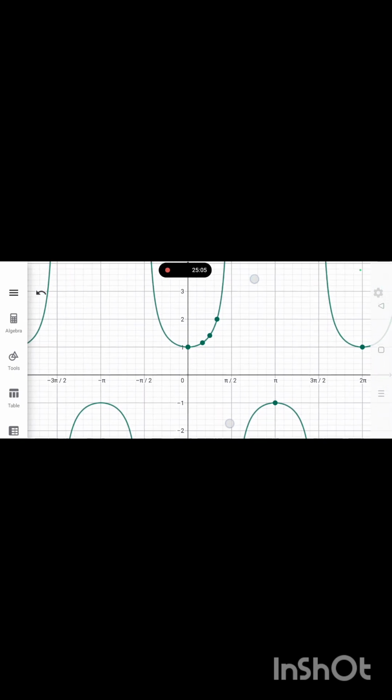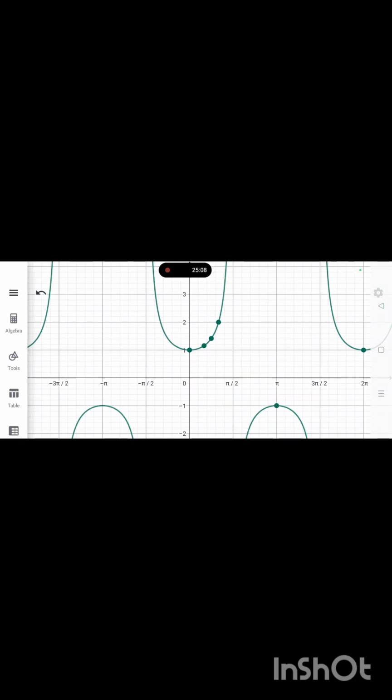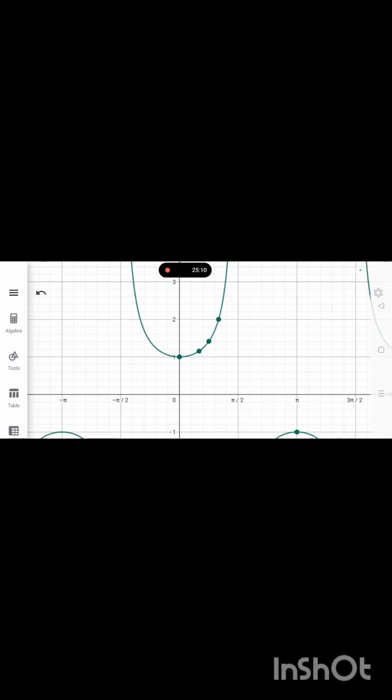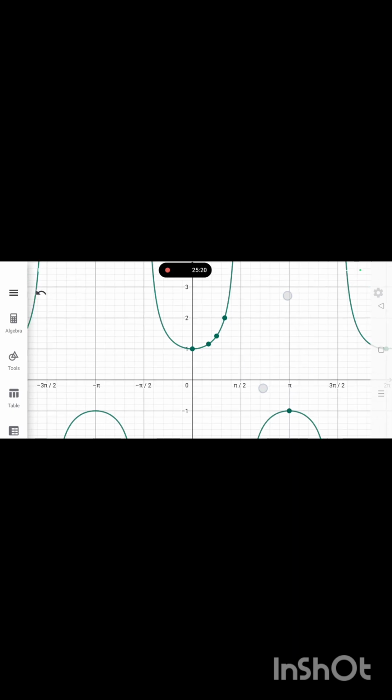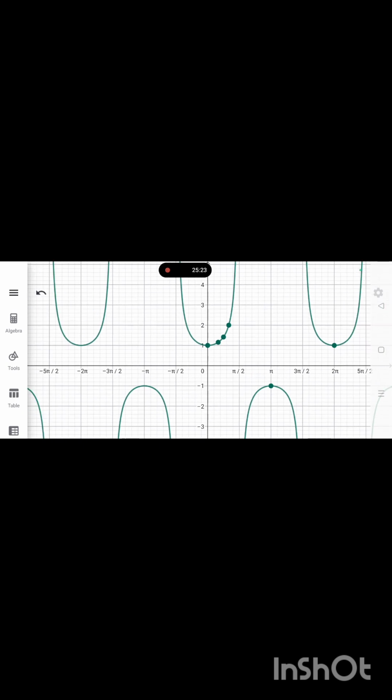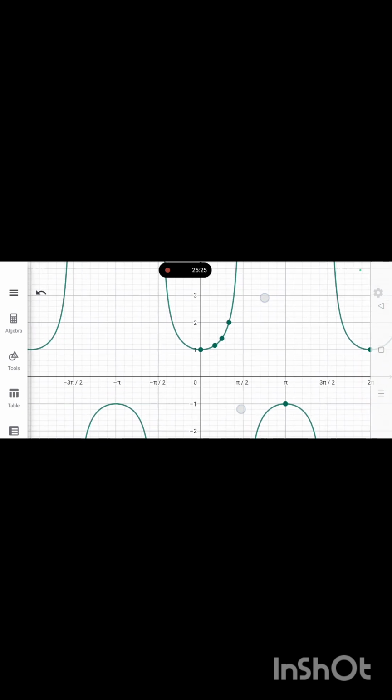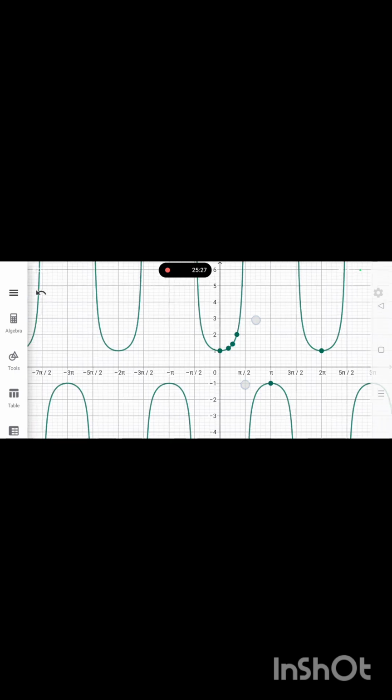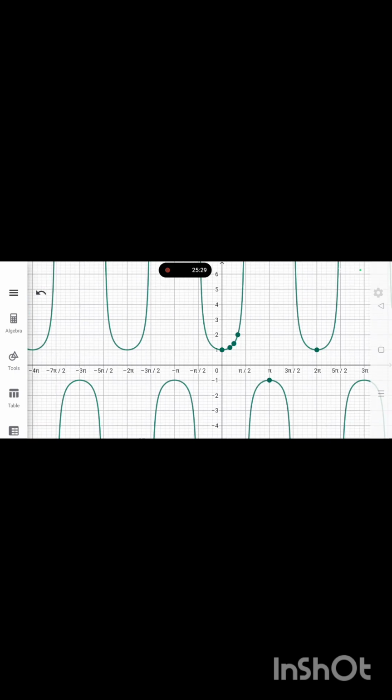See here, see this, secant 0. Secant 0 is 1. So the wave is starting from 1. Next it will gradually increase, but it will not touch pi by 2 because input cannot be the odd multiples of pi by 2. The wave is absent at pi by 2, 3 pi by 2, 5 pi by 2, and so on. Very interesting, no? Yes, trigonometry has great uses in the scientific research field and so on.